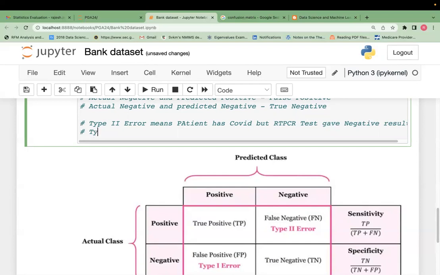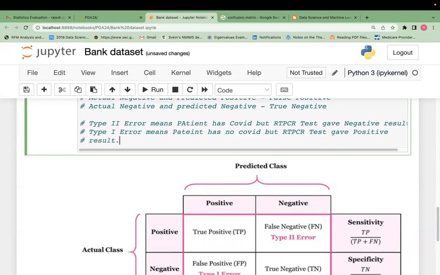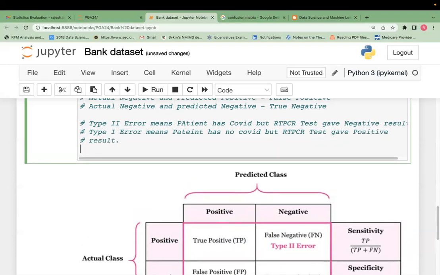In type 1 error, the RT-PCR test gave a positive result. So what will the patient do? He will take some medicines, for which he will have side effects. For that, he will not die. He will have some side effects and take unnecessary medication. But in case of type 2 error, where he has COVID and the test gave a negative result, if it gets worse, he will die of the disease, which happened in the real-time scenario.